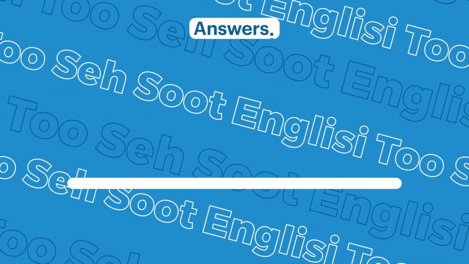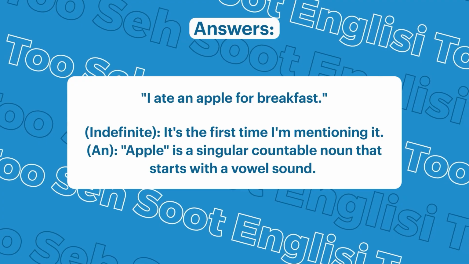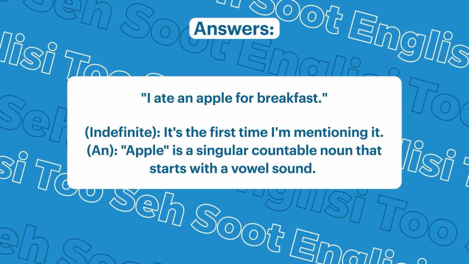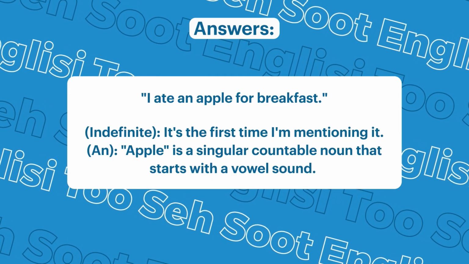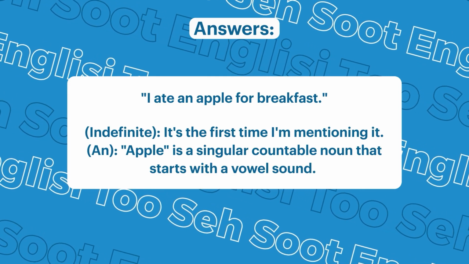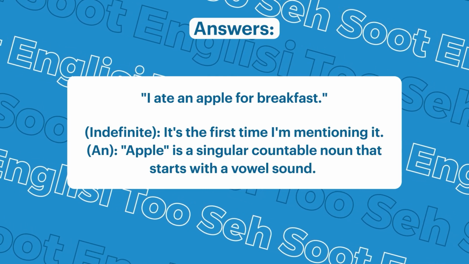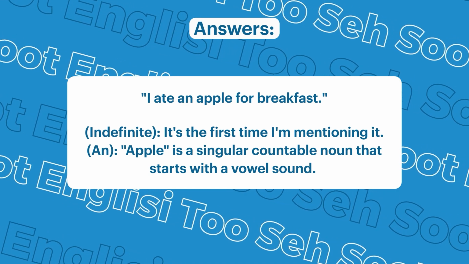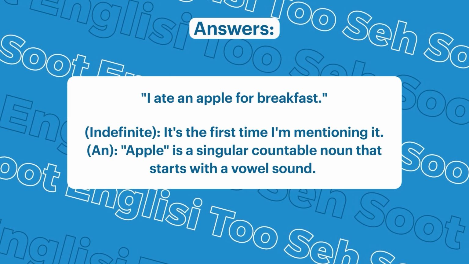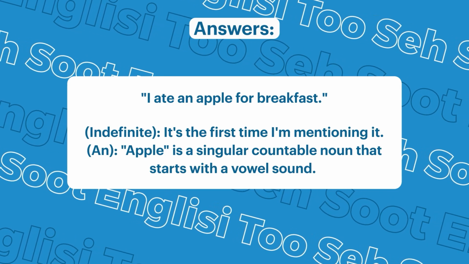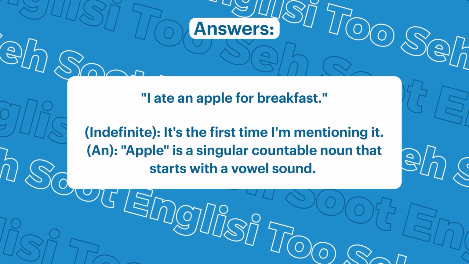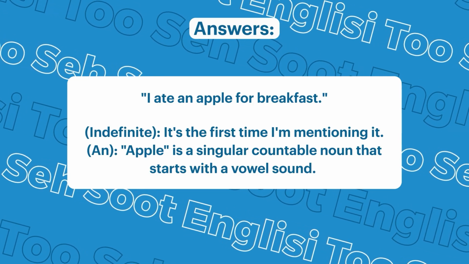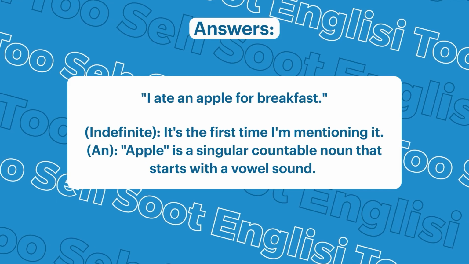Okay, now the answers. Number 1, I ate an apple for breakfast. But why an apple, not the apple? Because it is the first time I am mentioning the apple for you, so you don't know which apple I am talking about. An apple is an indefinite noun. And secondly, we use an because apple is a singular countable noun that starts with a vowel sound. Remember, the sound which starts is important, not the letter itself. I will explain this to you more in number 5.